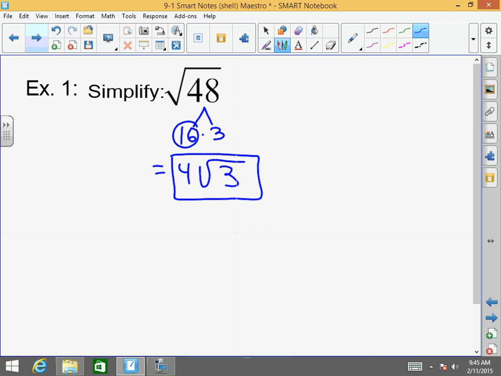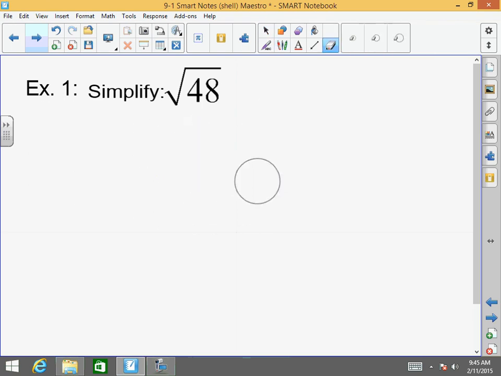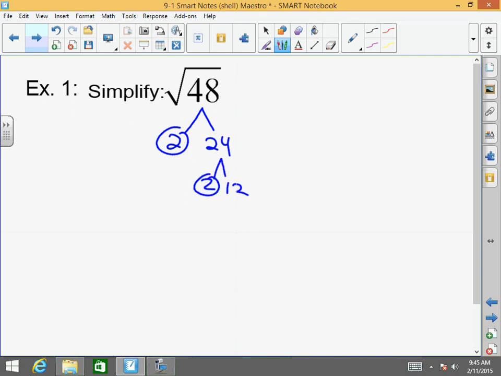And this longer path would include breaking down this number into what's called its primes. So if I didn't know that it was 16 times 3, this is 2 times 24, 2 is a prime. 2 times 12, 2 is a prime. 2 times 6, 2 is a prime. 2 times 3, 2 is a prime. The beauty of the index is that it tells the reader you need this many of the same number to pull out one of those values.